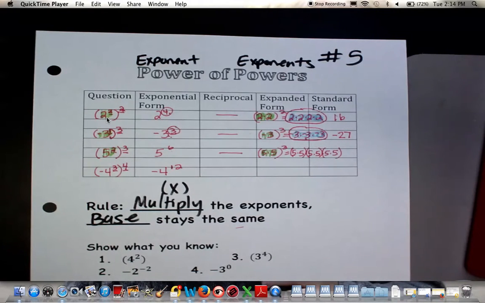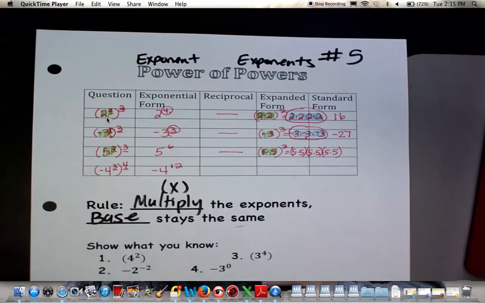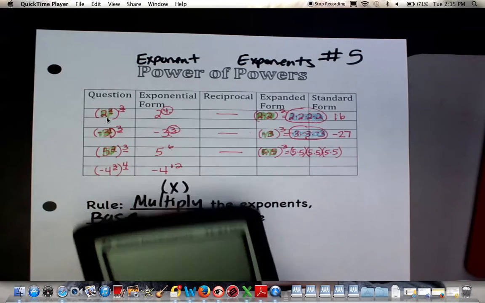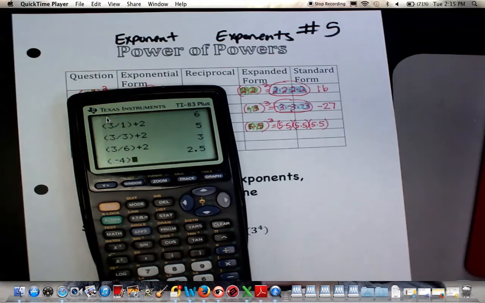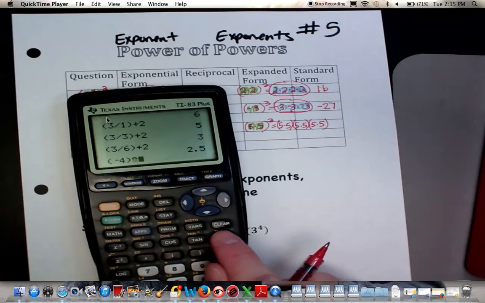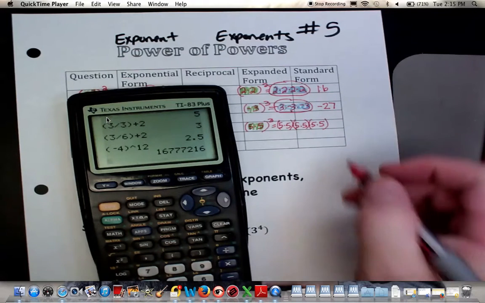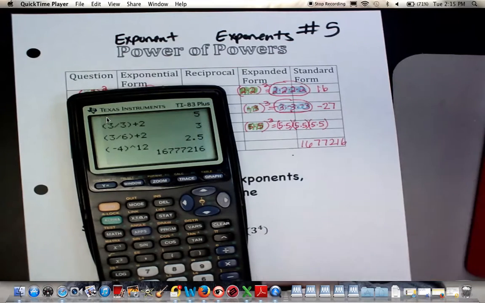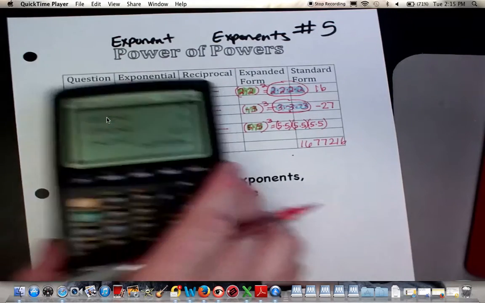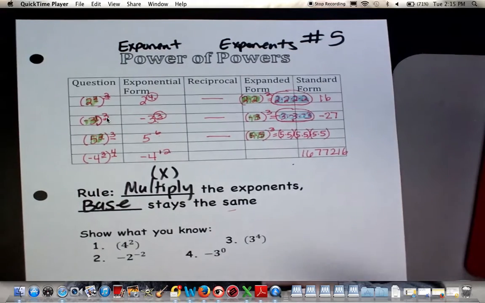So now I can check and put it in expanded form, and I can put it in standard form and see what I get. If I want to put that in standard form, I could do negative 4 times negative 4, 12 times, or I can just put it in my calculator. Negative 4, hit my little caret button, which is under the clear, 12. And it gives me some huge number, 1677216. And there it is, standard form.